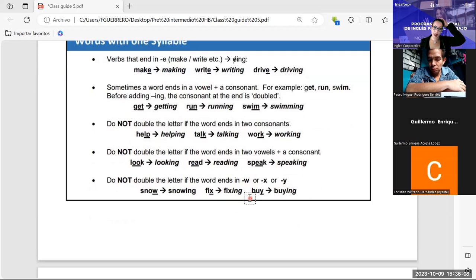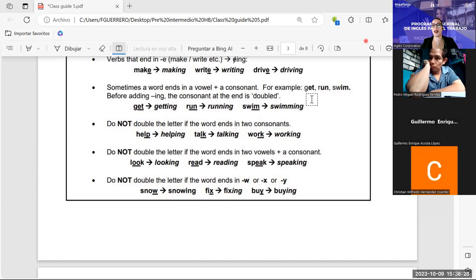Tampoco vamos a duplicar la consonante si se nos da el caso de que la última letra sea W, X o Y. En esos casos tampoco se duplica, solo se agrega ing.